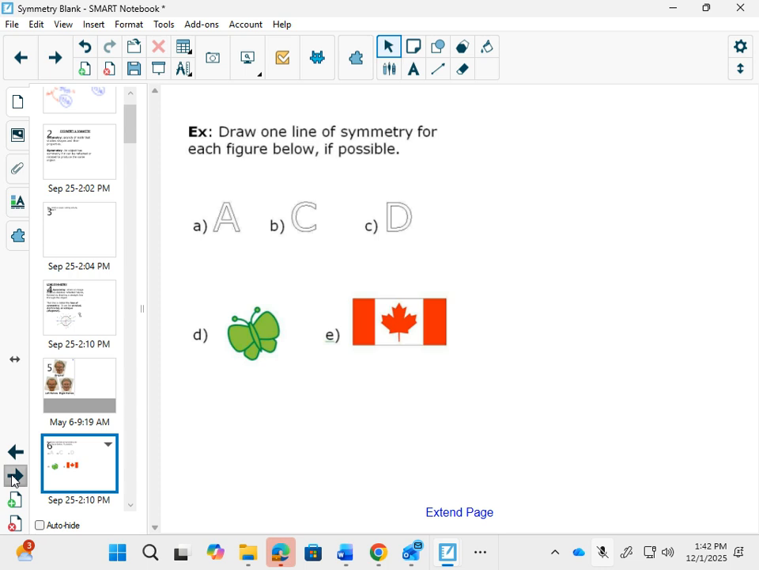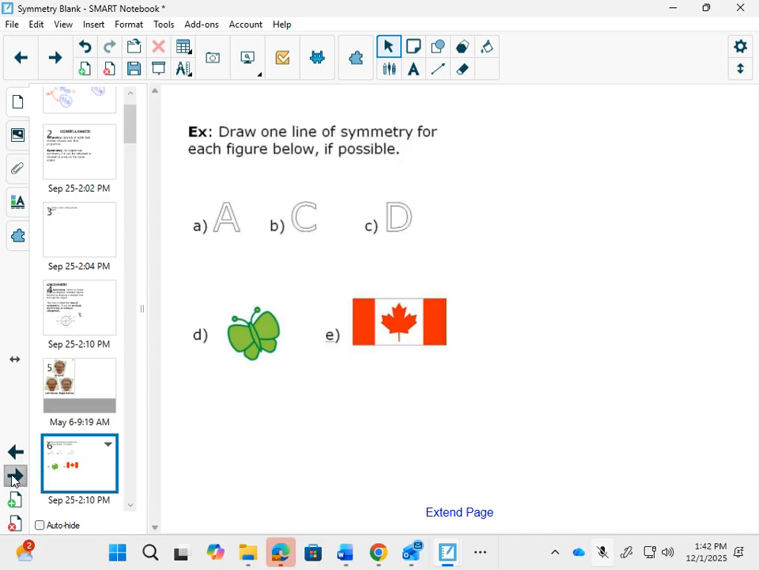Could you cut each of these in half? And could you cut them in half more than one way or only one way? And if you can, draw the line of symmetry. What would cut it in half so it's exactly the same on one side as it is on the other side?